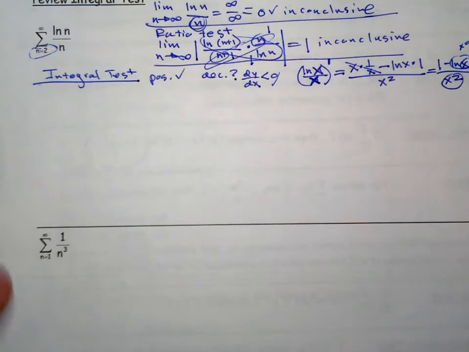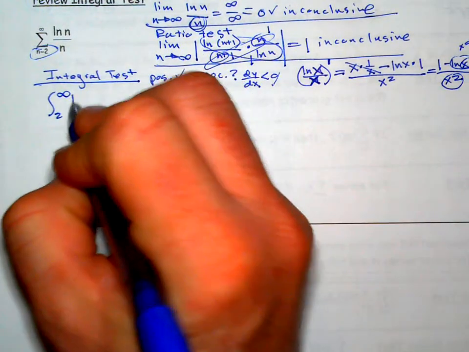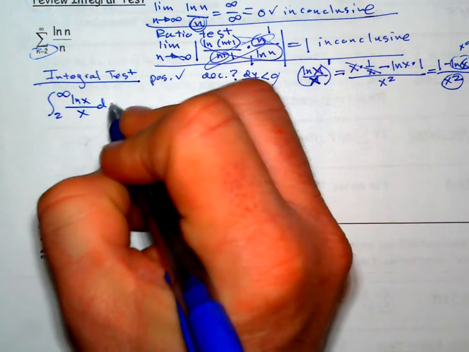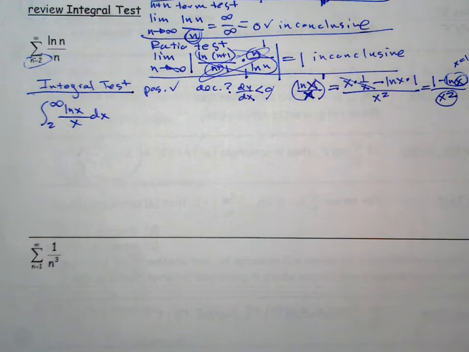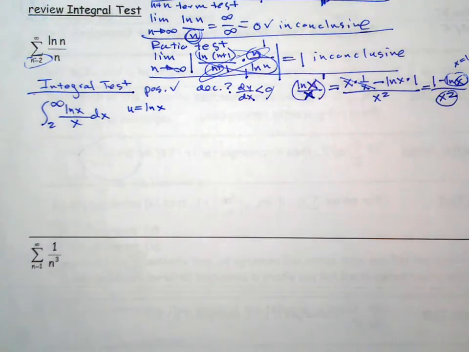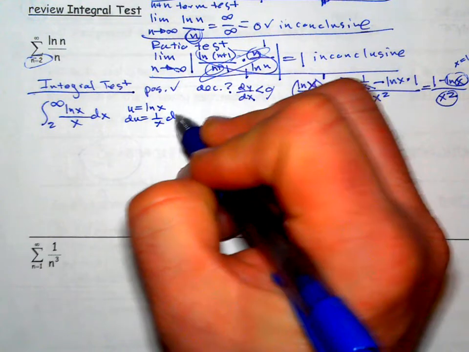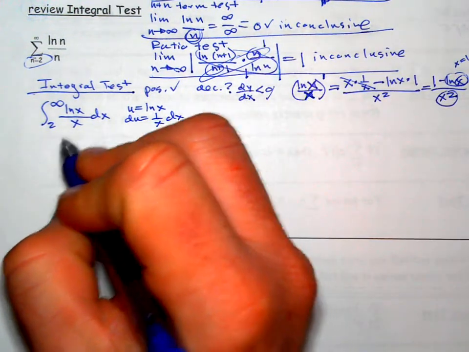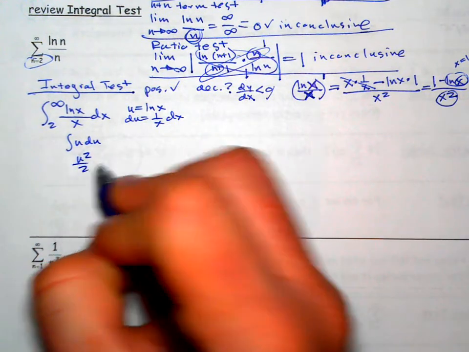So the integral test, we're going to say the integral from 2 to infinity of natural log of x over x dx. So we're going to treat it like a continuous function. We're going to do an improper integral. Now, this one has some other fun Calc AB integration techniques. U substitution, right? u equals natural log of x, du equals 1 over x dx. That's perfect. So this is u du. So it's u squared over 2.